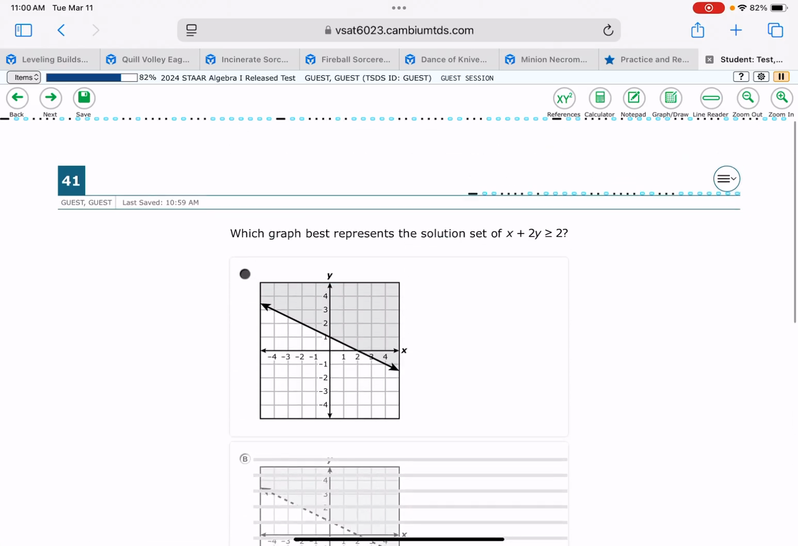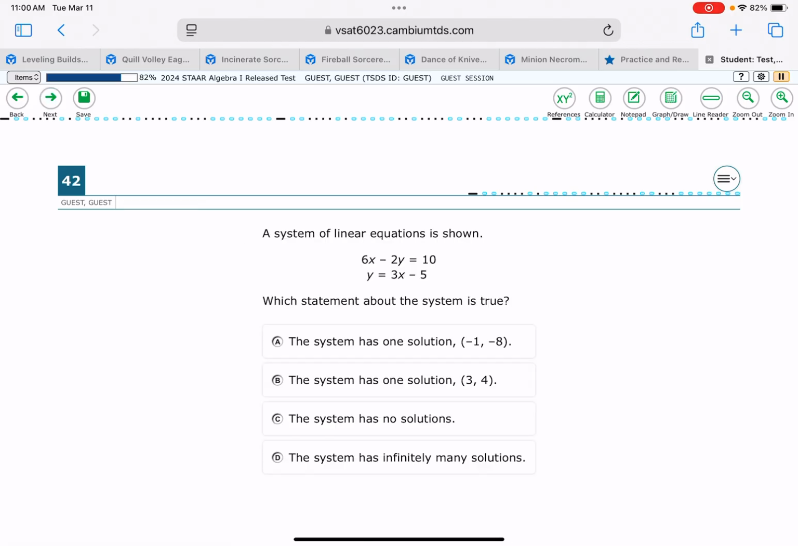You can also double check this and plug in 0, 0, because as you can see, the origin is not in the shaded region, and 0 is not greater than or equal to 2, and that lets us know that I don't want to shade that side of the graph. Got to do some calculations. I don't know if there's a solution on that one, so we're going to work on that one.